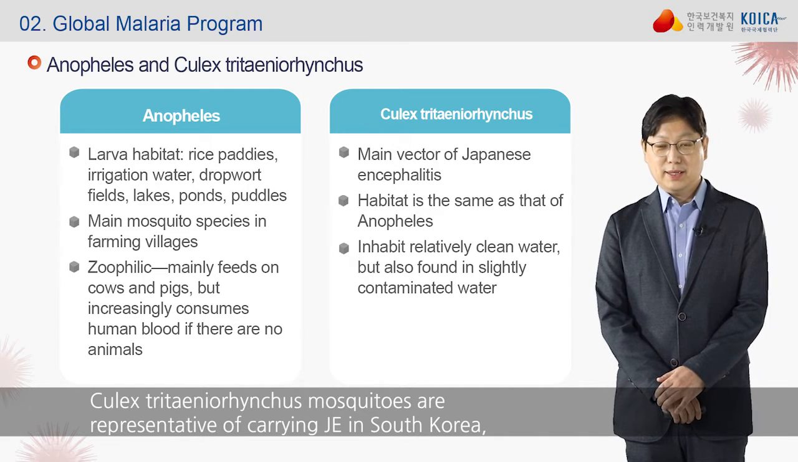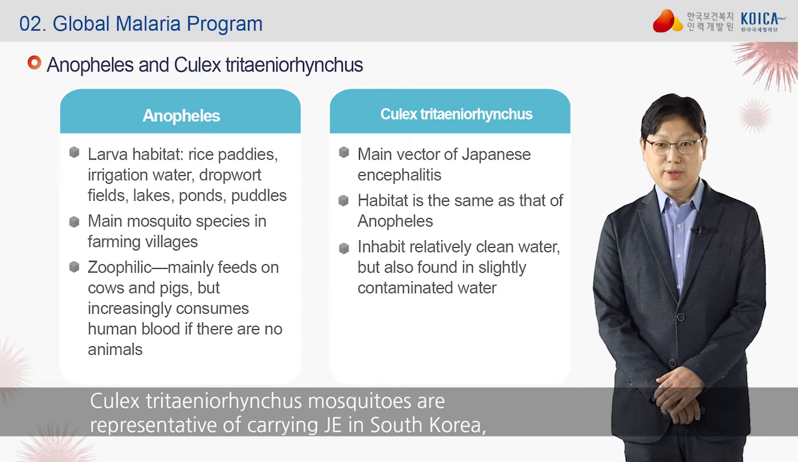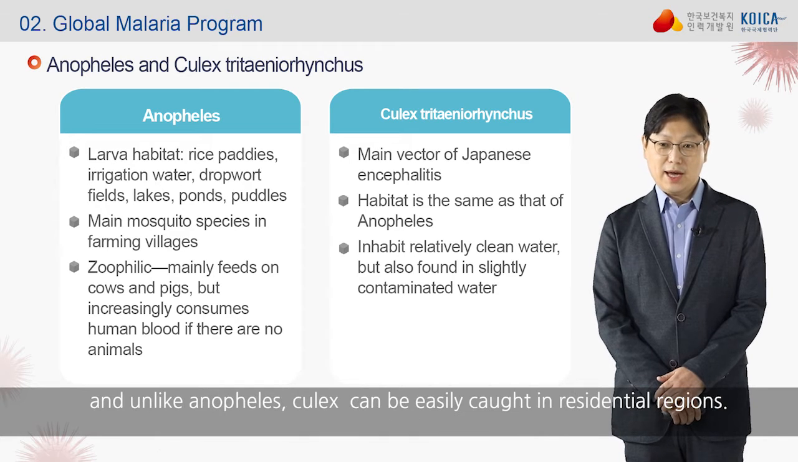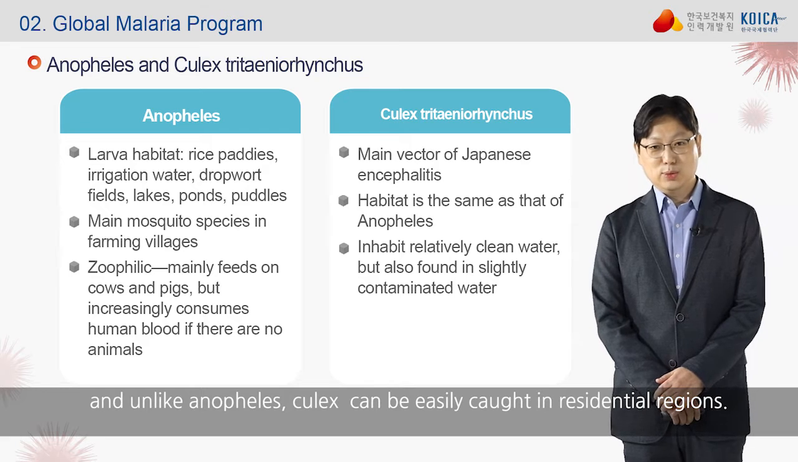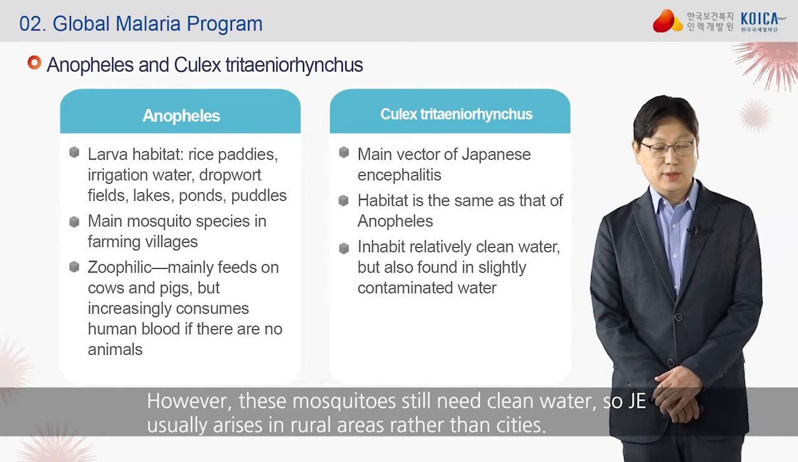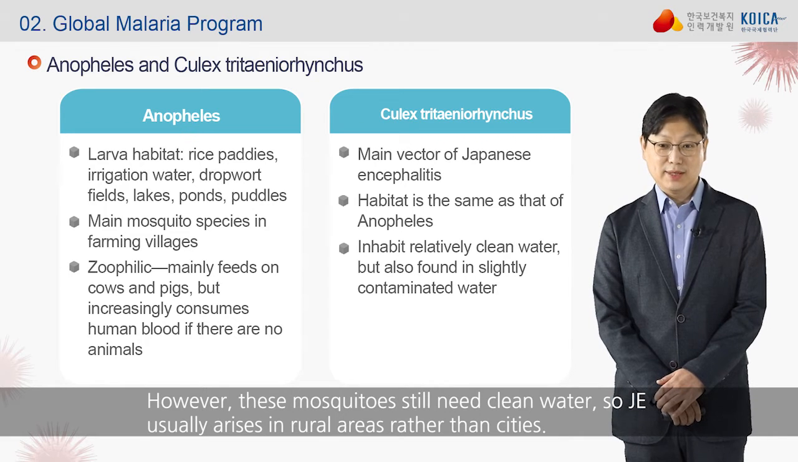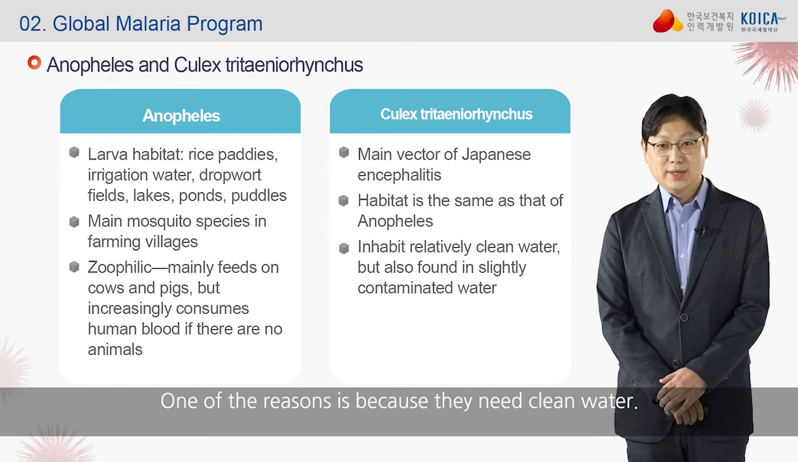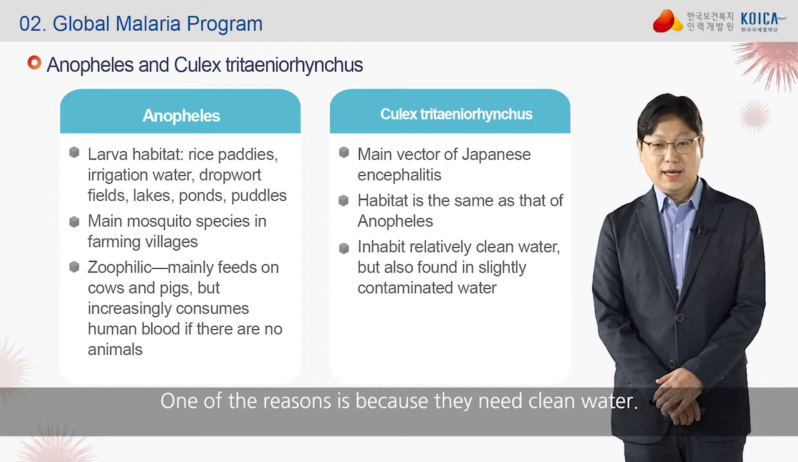Culex tritaeniorhynchus mosquitoes are representative of carrying JE in South Korea, and unlike Anopheles, Culex can be easily caught in residential regions. However, these mosquitoes still need clean water, so JE usually arises in rural areas rather than the cities. One of the reasons is because they need clean water.